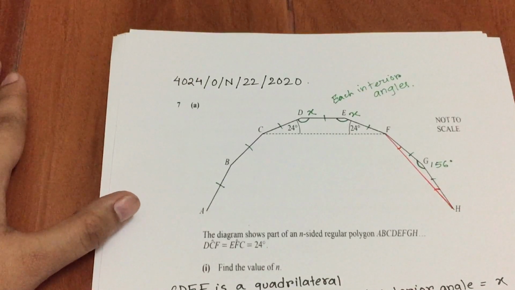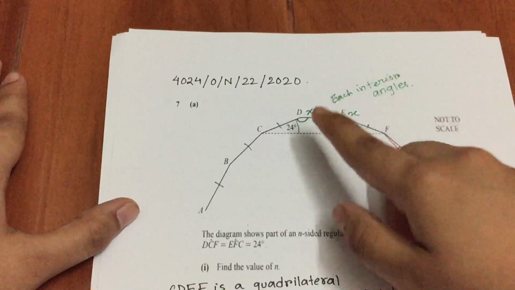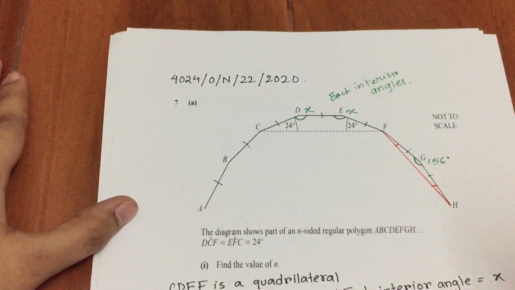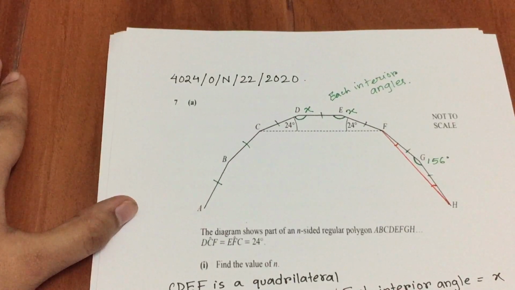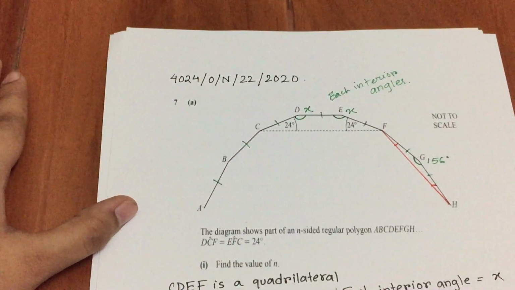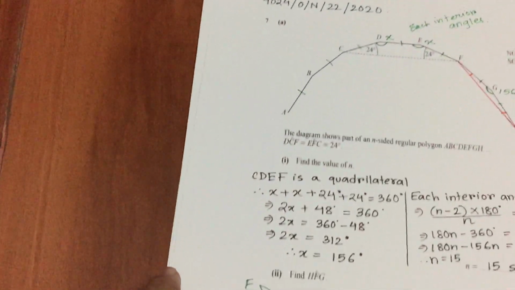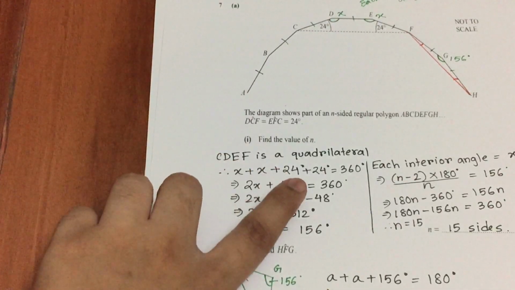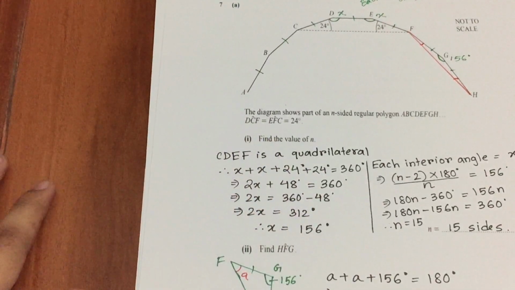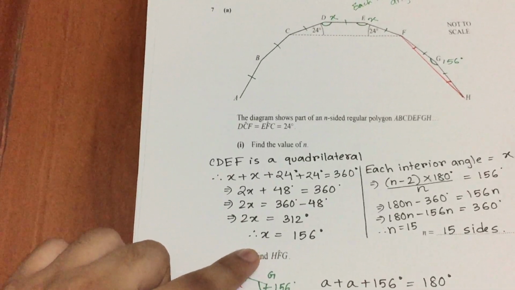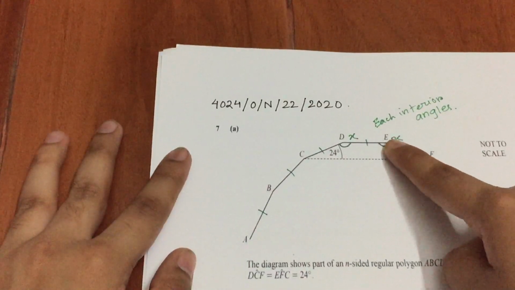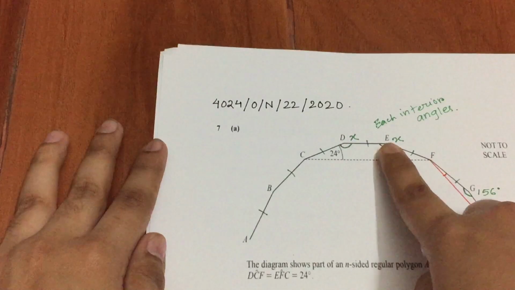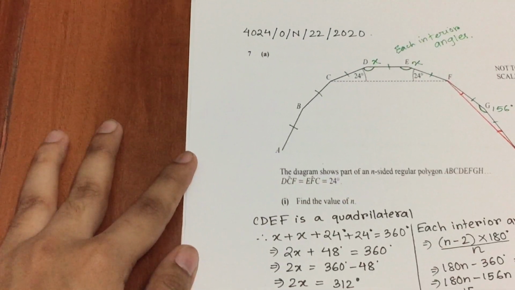So I have used x here. So x, 24 and 24, and since it's a quadrilateral, we know that the sum of interior angles of a quadrilateral always adds up to 360. So this is what I have done. I have added x plus 24 plus 24 equals 360, and that gives me 156, which means each interior angle here, which is represented by x, is 156 degrees.